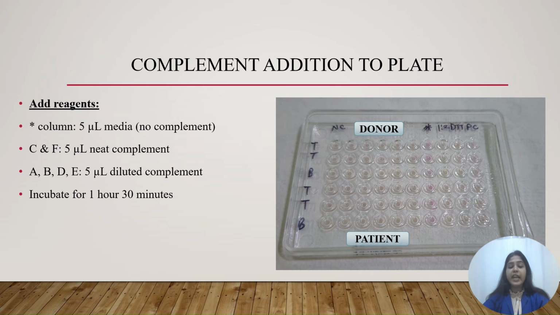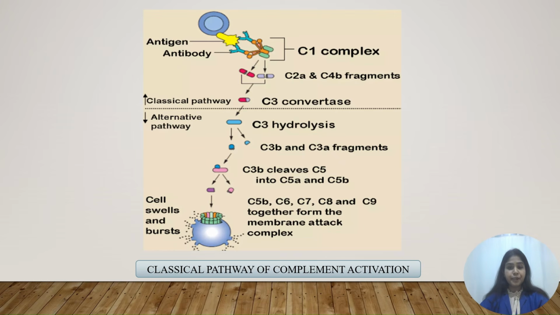In the A, B, D and E rows, there will be the addition of 5 microliters of diluted complement because we are adding AHG to it. That will increase the sensitivity of our test. It will detect the weak IgG antibodies in the test and make it easier to detect those weak immune reactions. It will amplify the reaction so that we can easily detect them. As AHG is inherently toxic, we will always use AHG in the diluted form only. After that, we'll incubate for 1 hour and 30 minutes.